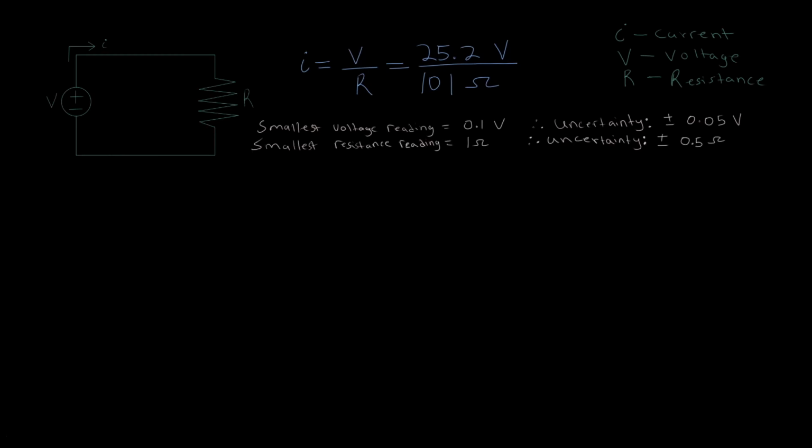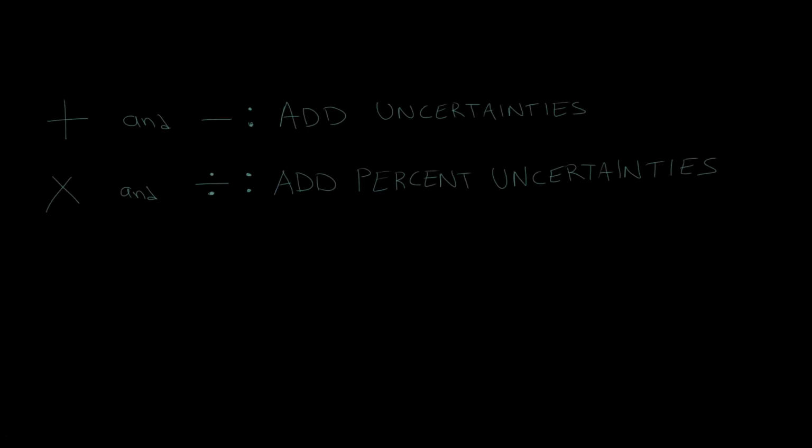Therefore, the uncertainty is 0.5 ohms. To get our current, we divide the voltage by the resistance, and this gives us 0.25 amps, or 250 milliamps. But what about the uncertainty? For our addition and subtraction examples, we got the final uncertainty by simply adding the uncertainties of each measurement. For multiplication and division, however, we have to add the percent uncertainties. We can then convert this back to an absolute uncertainty, and this is how you do it.